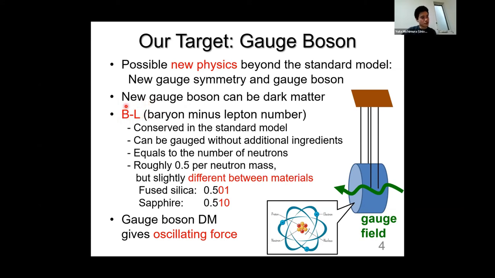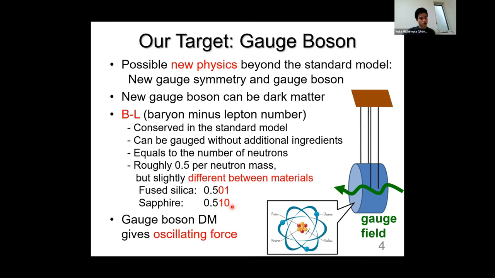Since B minus L, baryon number minus lepton number, is conserved in the standard model and can be gauged without introducing additional ingredients to the standard model, we think that this B minus L gauge boson is pretty promising. This number of B minus L is roughly equal to the number of neutrons. If you consider some ordinary neutral matter, it's roughly 0.5 per neutron mass. But it's slightly different because the neutron ratio is different between materials. For example, for silica, it's roughly 0.5. But for sapphire, it's 0.51 because it's slightly more neutron rich.